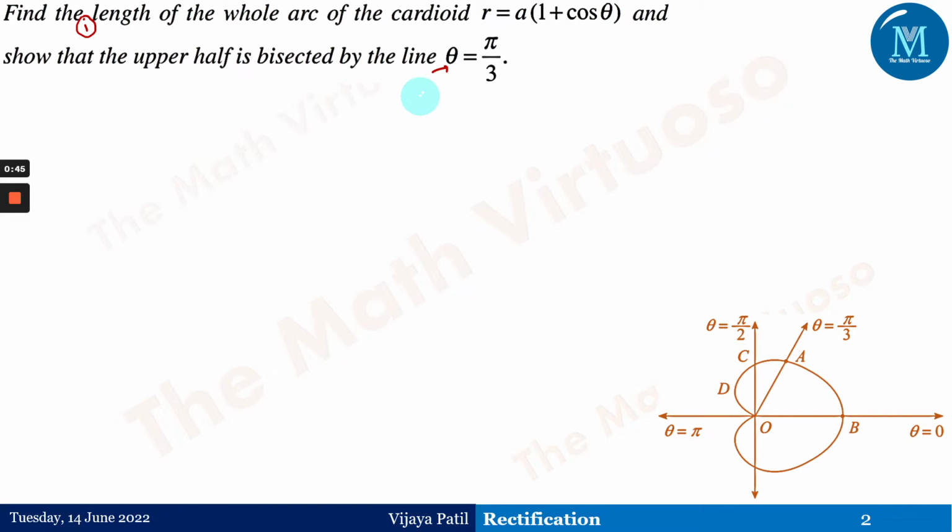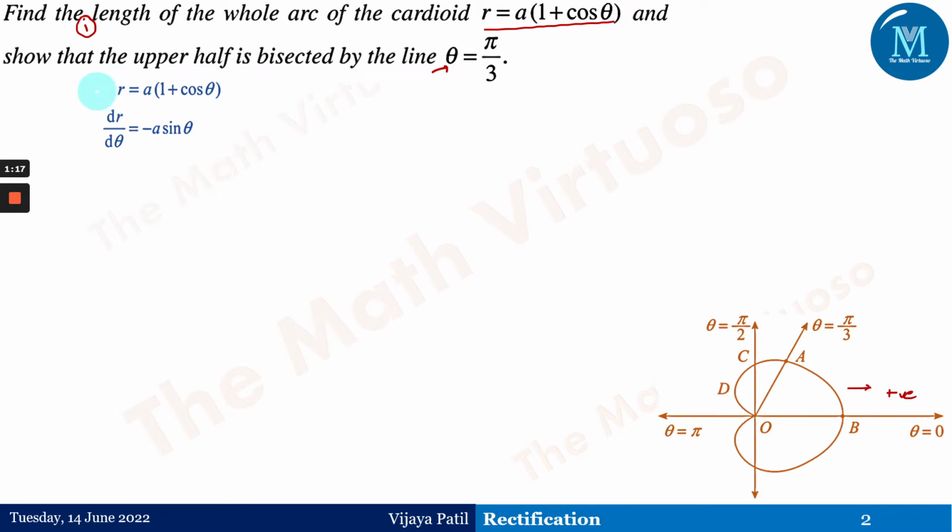Moving ahead, let us understand this: r = a(1 + cos θ). You will be getting this type of cardioid, which is towards the positive x side, or you can say the maximum part of this is towards the positive x axis, right? Now in this case, if you observe here, we have this a(1 + cos θ), and this is the line θ = π/3. So we have to understand what exactly we need to do.